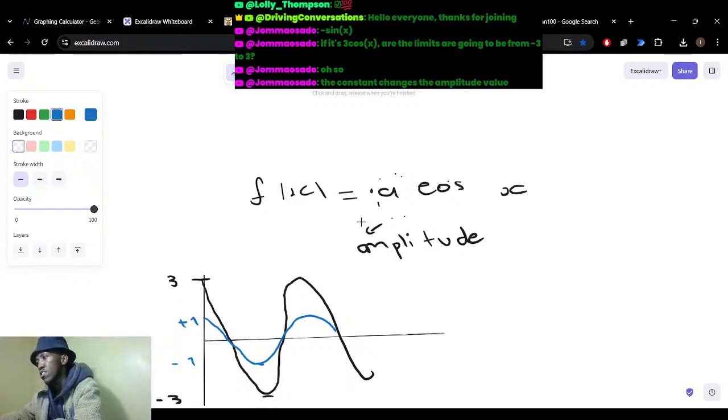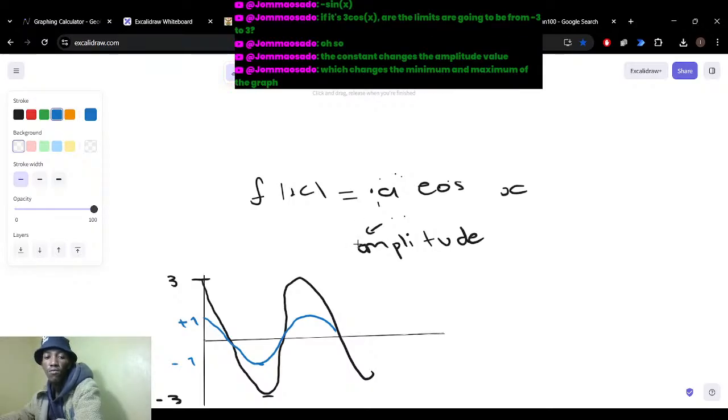The constant changes the amplitude value. Yes, the constant does change the amplitude value. So tomorrow we'll be covering those concepts: the amplitude, the periods, the shifts, all those jargon words that are found in trigonometry. We'll cover them tomorrow, but for now, we'll just cover this. I hope I did answer your question, if it was a question.